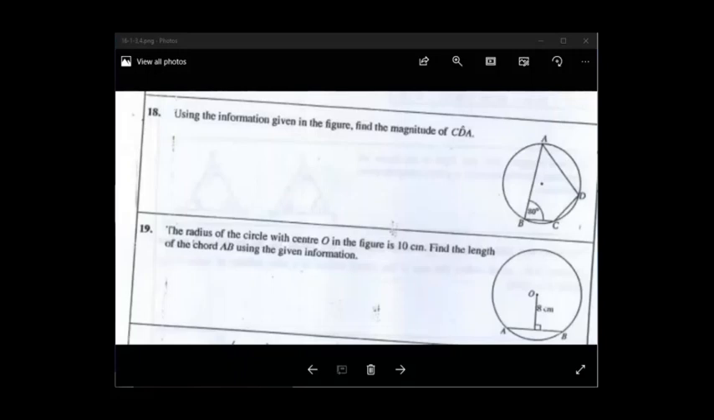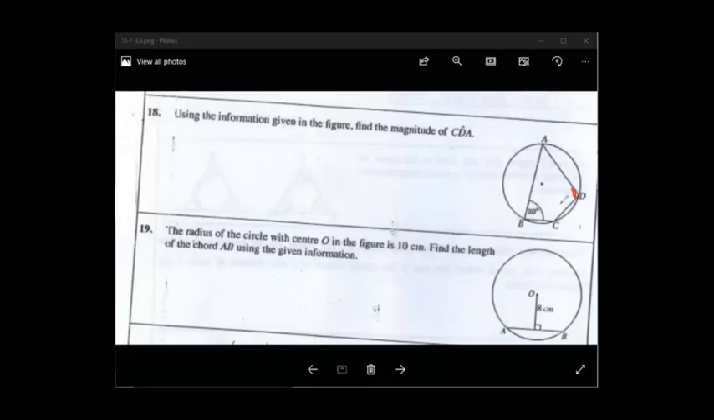Okay, I got the answer from 4 people. So I think others have also done the answer. So I'll simply discuss this. We are asked to find the value of CDA.